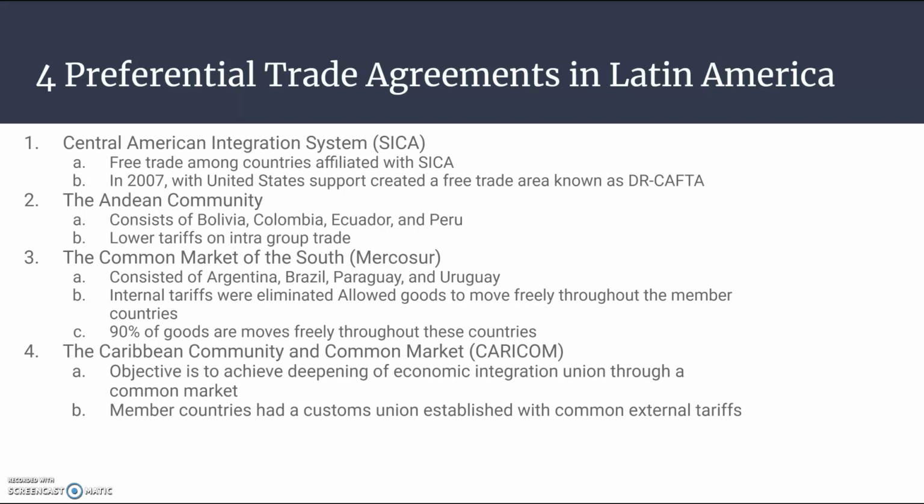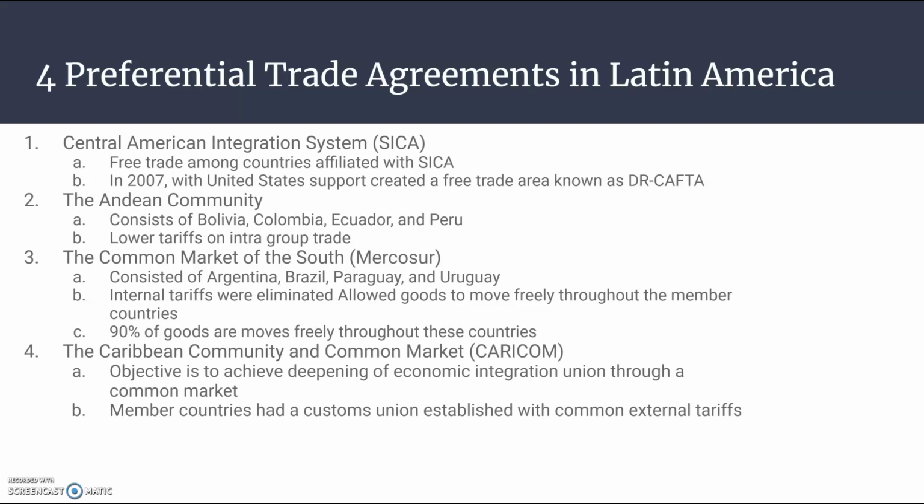The third preferential trade agreement is the Common Market of the South, and this consists of Argentina, Brazil, Paraguay, and Uruguay. And in this agreement, internal tariffs were eliminated, which allowed goods to be moved more freely throughout the member countries. But still, 90% of goods move freely, so there's 10% that still have disputes over tariffs on internal and external, but they're still reaching towards that goal of 100%.